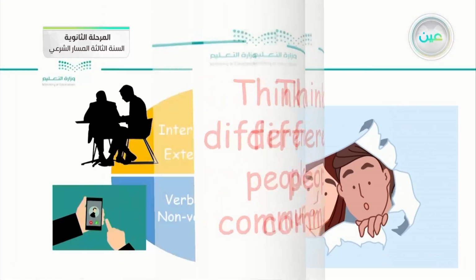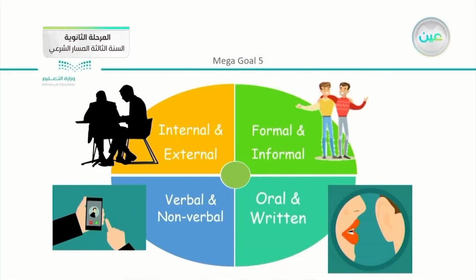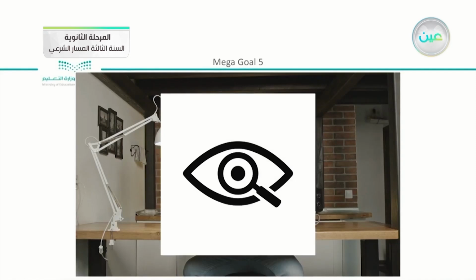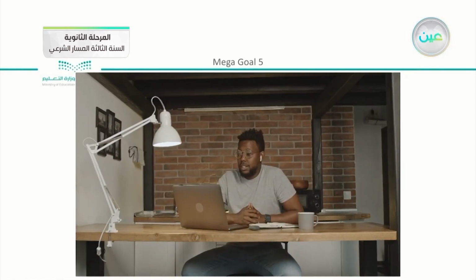Now when we look at this map here, you can see that we have other ways. We can say that we have formal and informal, oral and written, internal and external, verbal and nonverbal. So here you can see that we have many ways to communicate, and we have lots of topics that we can talk about. To understand more, let's just watch this video.